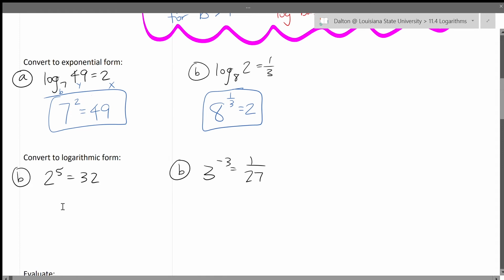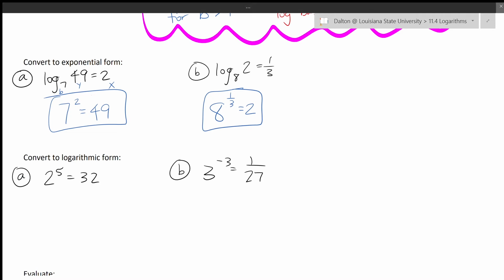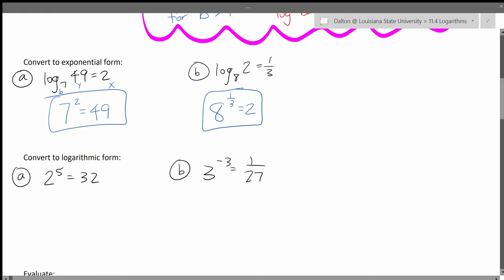So in this case, for part, why did I label this B? For part A, your base is 2. So I know I'm going to have log base 2. And then you have to just figure out where the other 2 numbers go. The exponent always goes on the inside. I'm sorry, not the exponent. Whatever it's equal to goes on the inside. And then the exponent is what's isolated. So it's equal to 5.